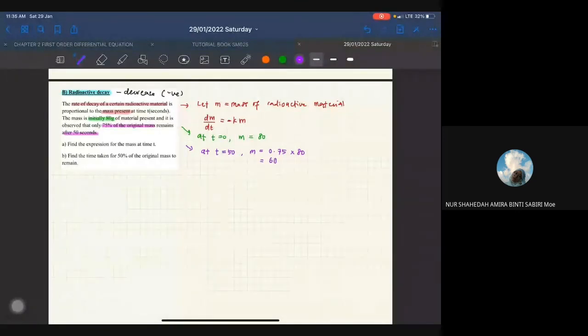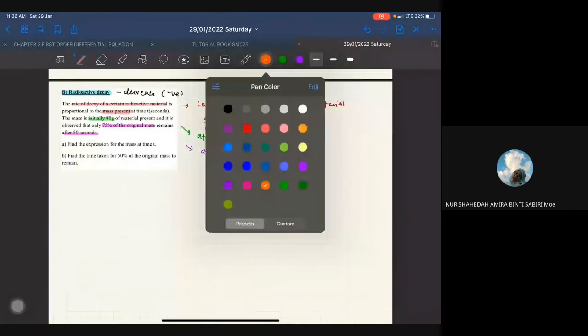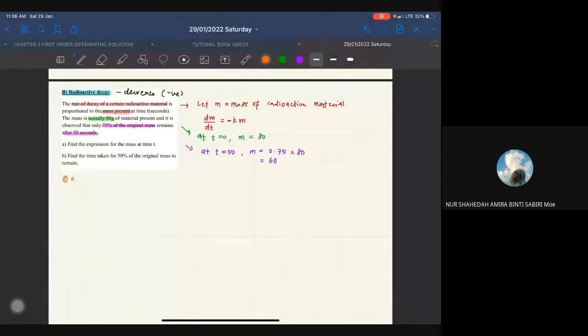Okay, so ini adalah ketiga-tiga information yang awak dapat. Alright, so jom. First step mestilah kita dapatkan kita punya general solution dulu. So general solution.